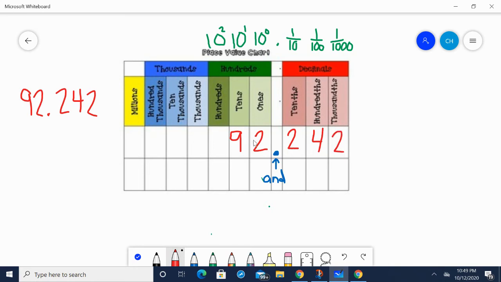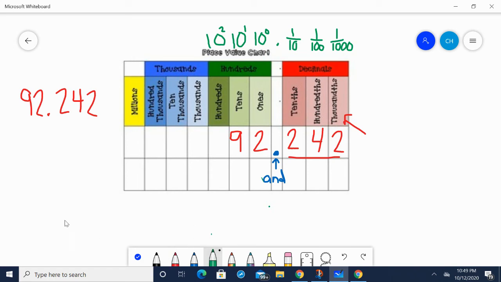So that'll be 92 and, now remember, I'm going to say this number together, 242. That 2 falls in the thousandths place. So that would be 242 thousandths. So altogether, my number is 92 and 242 thousandths. Now, if I look up top, I still have my helpers up here with my exponents to the left of the decimal point and my fractions to the right, which is going to help me to work out my expanded form.